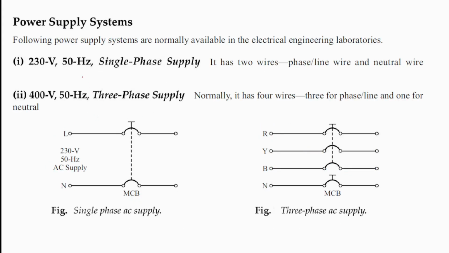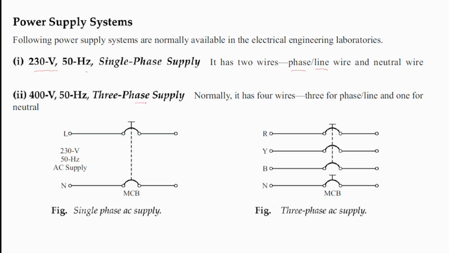Next, if you go for any type of circuit, generally a power supply is required. In any electrical engineering laboratory, you will have a single phase supply like 230 volts with 50 hertz frequency, in which you will have two wires. One is the phase or line wire, and another is the neutral wire.